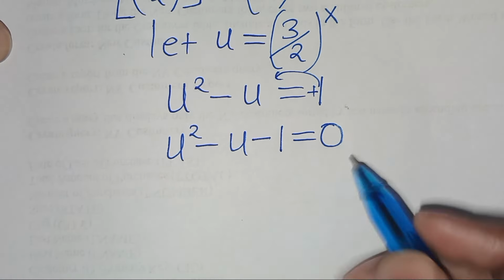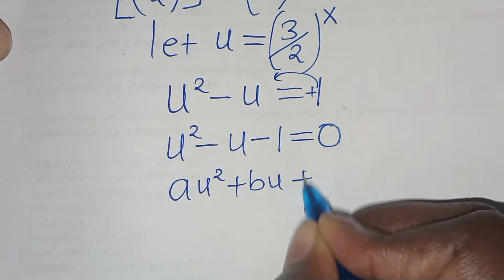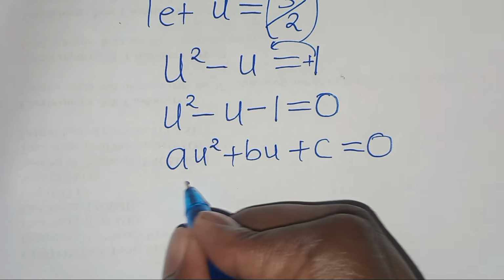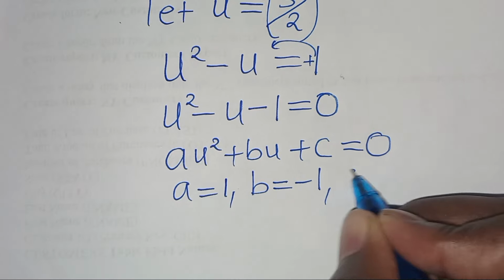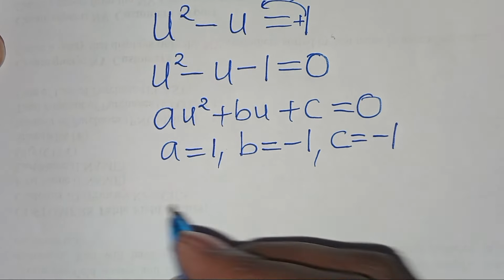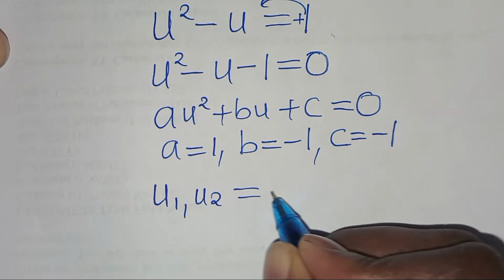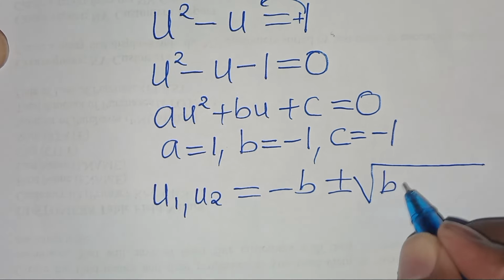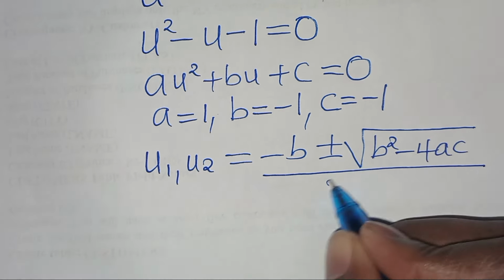This is the quadratic equation of the form a u squared plus bu then plus c, equal to 0. From this quadratic equation, we have a is equal to 1, b is equal to minus 1, and that c is equal to minus 1. So from here, we can apply the quadratic formula. So for u1 and u2, which is equal to minus b plus or minus the square root of b squared minus 4ac, everything here divided by 2 times a.